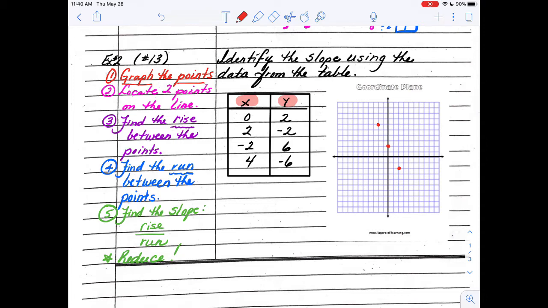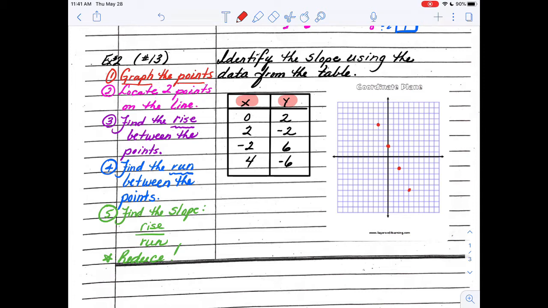And our last one there is 4, -6. Again, start at the origin. +4 means go right 4. And then go down 6 since it's a -6. So 2, 4, 6, and put your point.